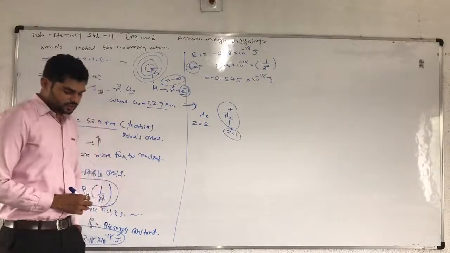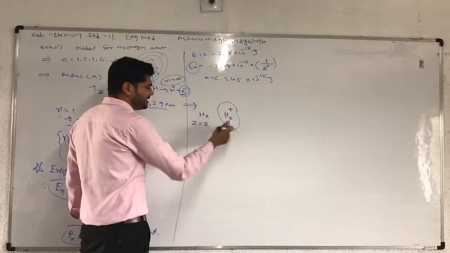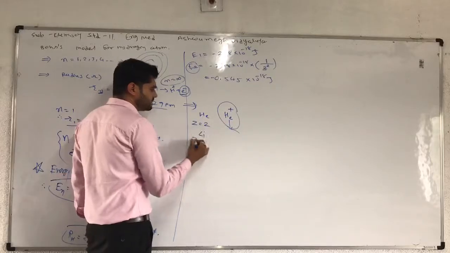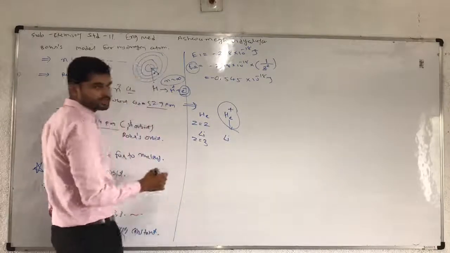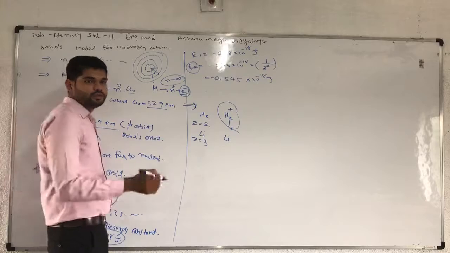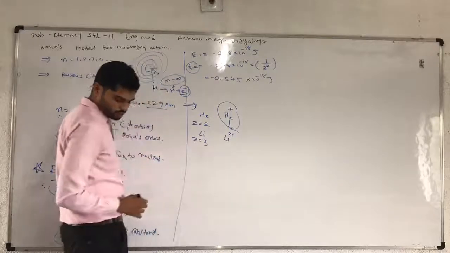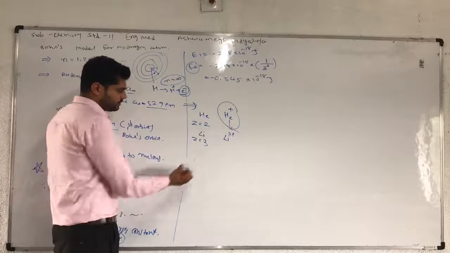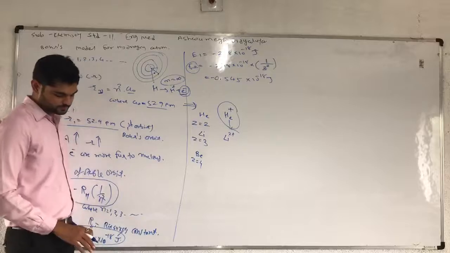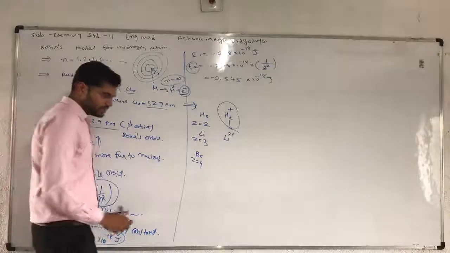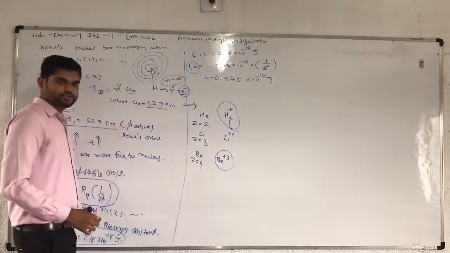Next, for lithium, Z equal to 3. For an electronic configuration similar to hydrogen, lithium is converted into Li plus 2. Now beryllium, Be, Z equal to 4. Written as Be plus 3, it has a similar electronic configuration to hydrogen.